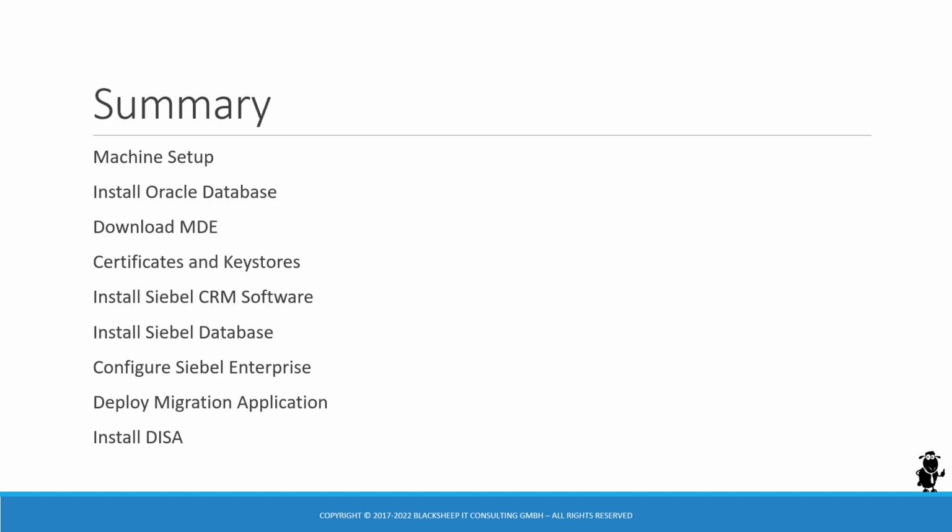So in this presentation, we have taken a look at potential ways of installing Siebel CRM, focusing on the server side of things, from the machine setup, installation of the Oracle database and client, download of the Siebel software, certificates, installation, Bootstrap steps, and we also discussed the migration application, DISA, and migration installation.